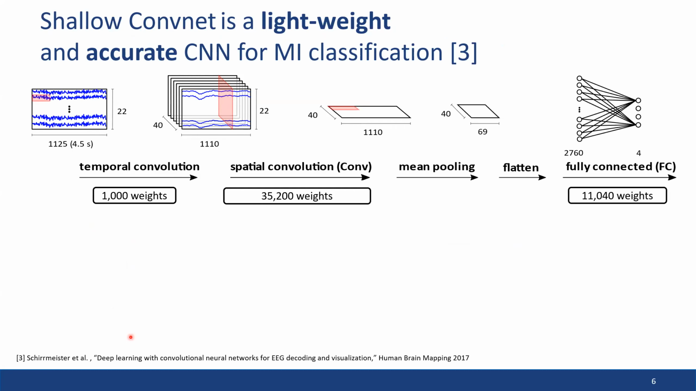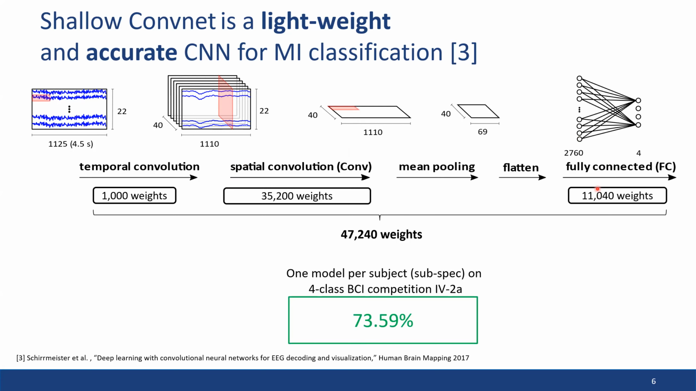So one model we could have a look at is the shallow ConvNet. This is a really lightweight convolutional neural network with basically 3 layers. So we have the temporal convolution, the spatial convolution, and in the end, the fully connected layer. Overall, this model has 47K weights, whereas we're already seeing that the majority of the weights is in the spatial convolution, as well as in the fully connected layer for the classification. So these are the layers which we are at first really interested to compress. When we apply this with subject-specific training and testing, we achieve a classification accuracy of 73.59%.